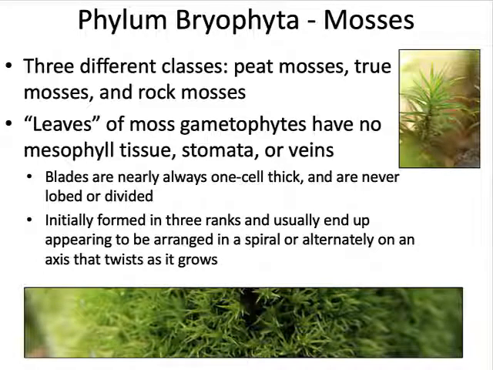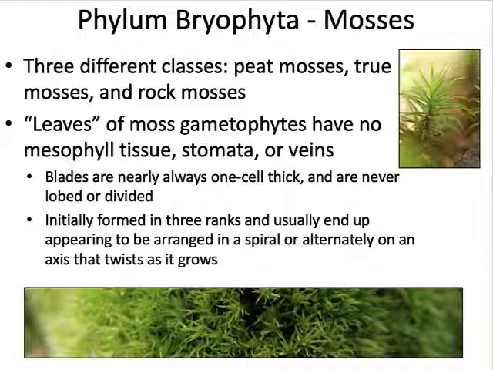Finally, let's look at phylum Bryophyta, which is the mosses. The mosses come in 3 different groups: the peat mosses, the true mosses, and the rock mosses. Now, the leaves of the moss gametophyte aren't like the leaves that we're used to. The mosses have no mesophyll, no stomata, and no veins. Instead, they've got very primitive types of photosynthetic organs in which the blades are nearly always one cell thick and never lobed or divided, and they initially are formed in 3 ranks, usually ending up to appear as a spiral or in a twisted formation.